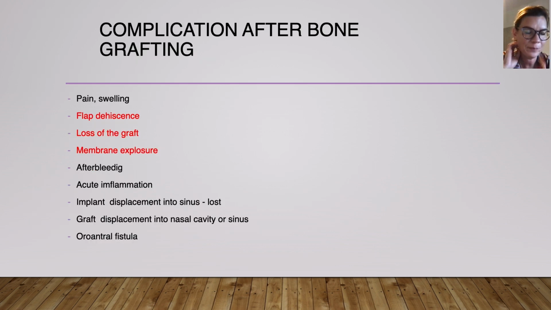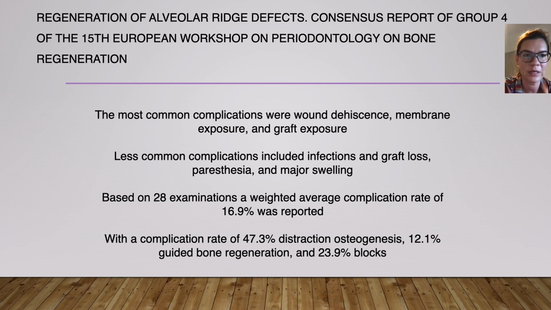Also, we have to say that the complications after bone grafting mainly occur in the case of vertical and horizontal ridge augmentation. As you can see on that slide, we have several types of complications, but there was a consensus conference by the European Workshop on Periodontology on Bone Regeneration, and they stated that the most common complications are the wound dehiscence, the membrane exposure, and the graft exposure and the graft loss because of these complications.